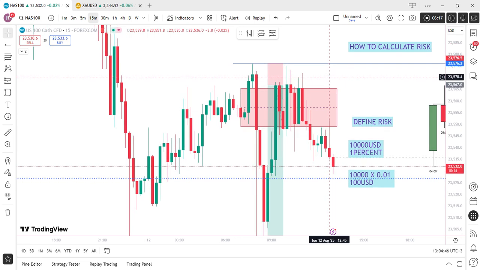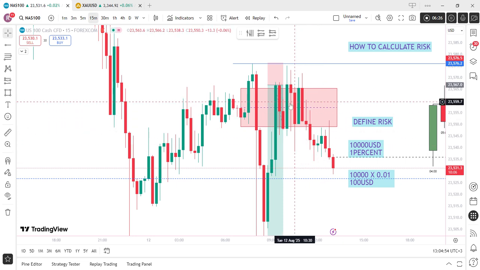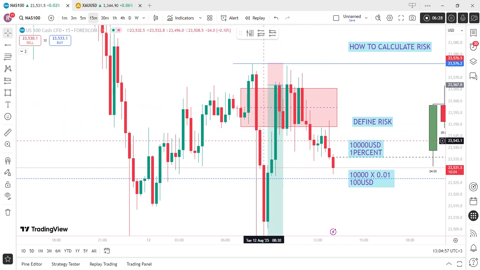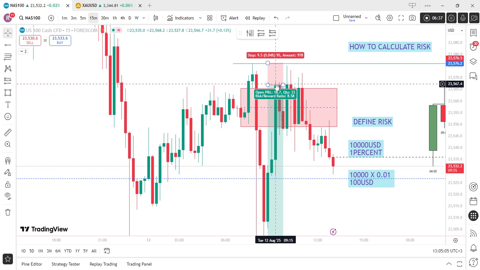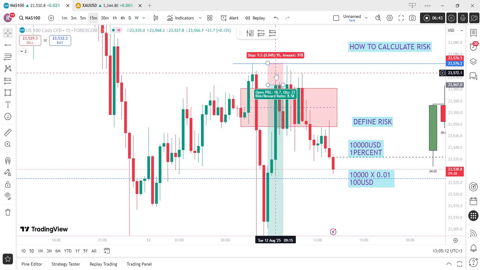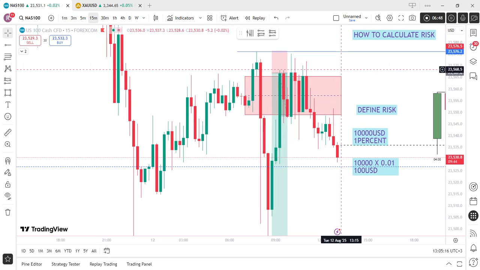Okay. Now, let's assume you're trading, for example, Nasdaq, the way I'm doing right now, and you decide to risk, let's say, 50 points. Let's assume this was 50 points, but this is around 95 points, right? Or 95 points, okay?